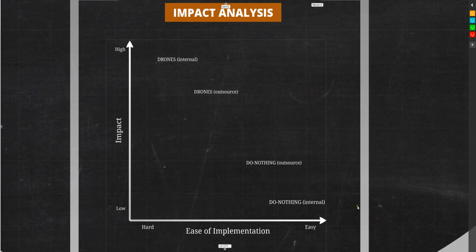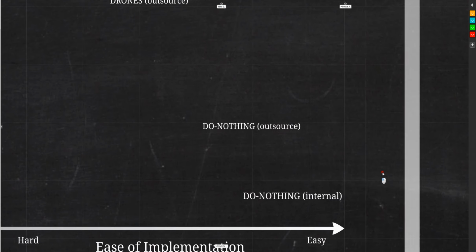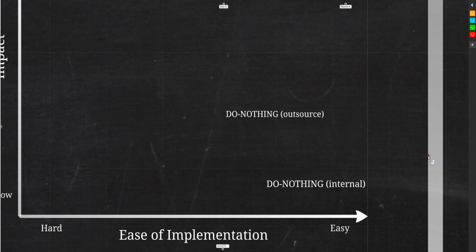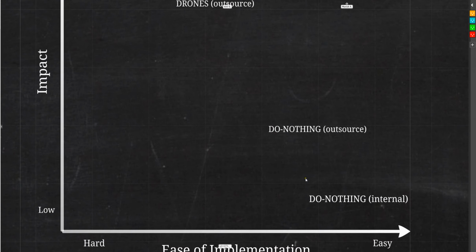The first one is do nothing, internal, which is obviously easy to implement, and the impact it has is quite low. The second is do nothing but outsource the delivery of the food delivery process. The ease of implementation is relatively easy, and the impact is a little bit better.